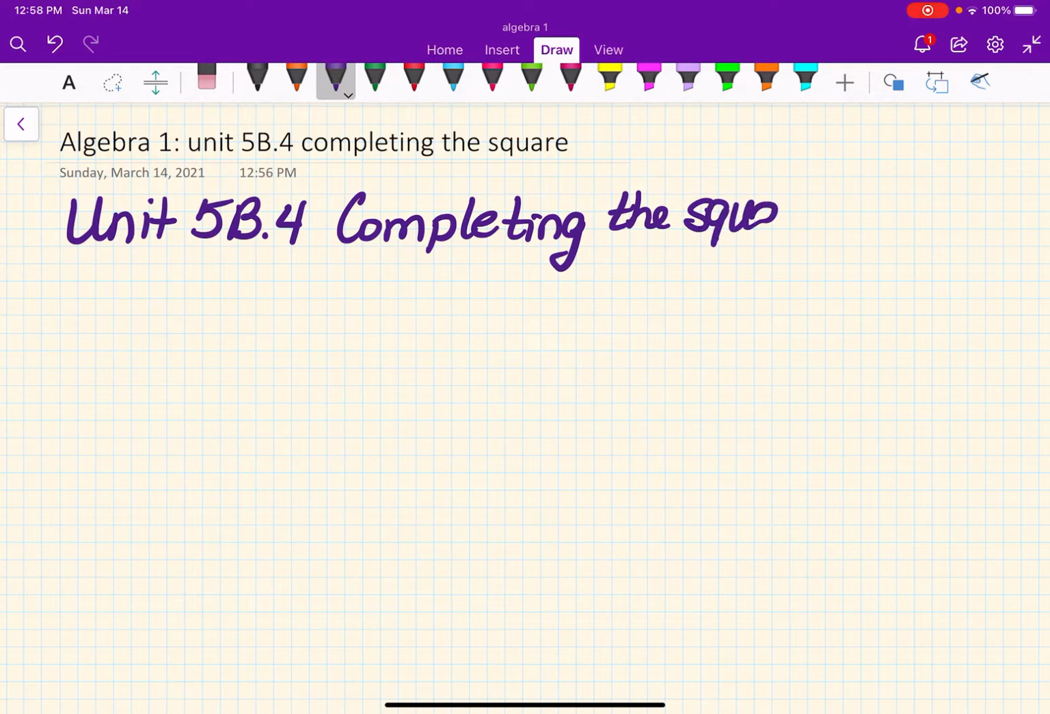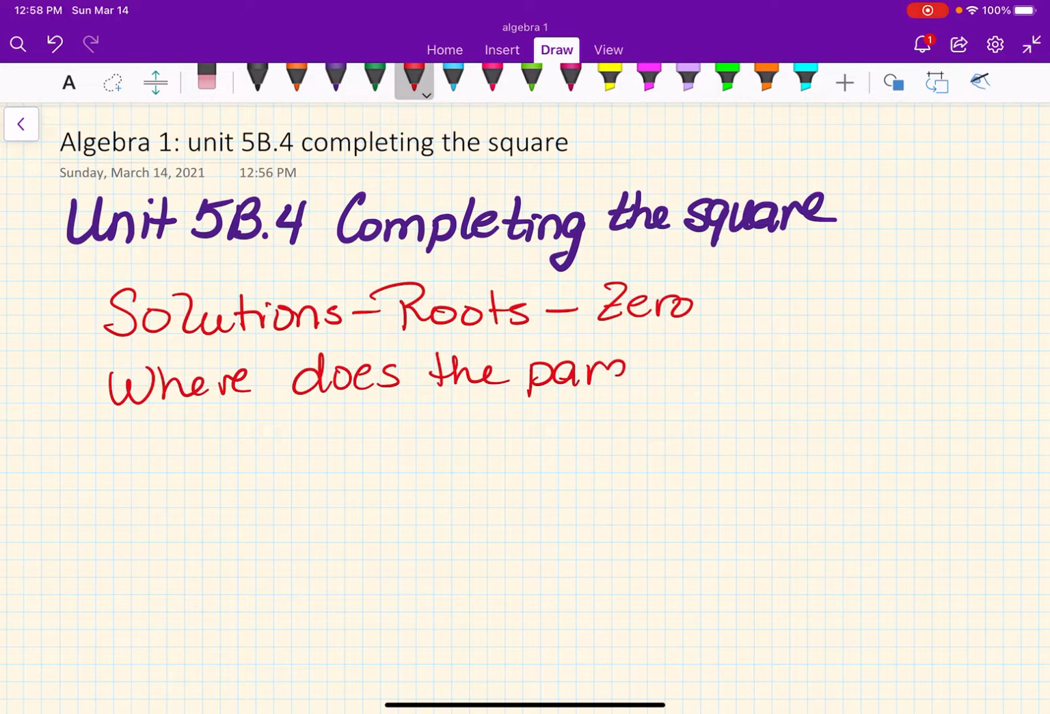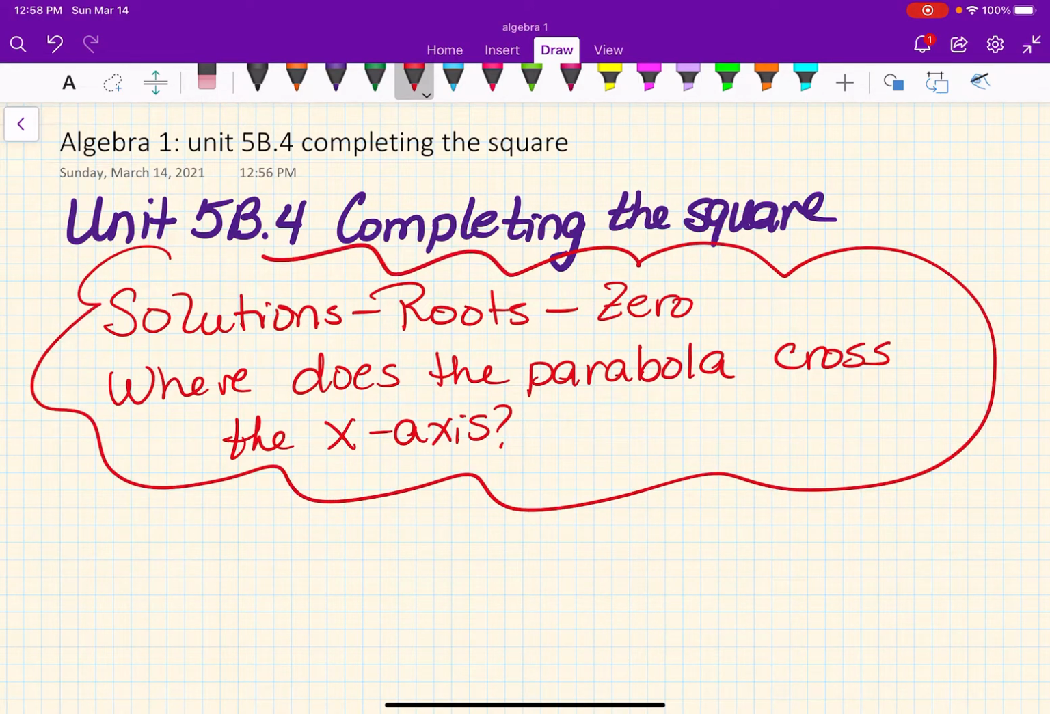This is yet another way. Remember what the goal here is. Again, the goal is to find solutions, roots, zeros, which all stand for where does the parabola cross the x-axis. So this is the big picture. Keep this in mind. We're thinking about the parabola and where it's crossing the x-axis.